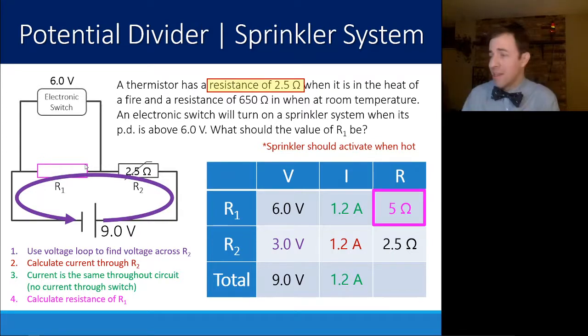Again, the goal here is to basically get this electronic switch above that 6 volt threshold for the sprinkler to turn on. The only way to do that, if this is fixed at 2.5 ohms, is to make R1 bigger than that 2.5 ohms, so that it is a large enough part of the overall resistance that it takes 2/3 of the voltage, 6 volts of the 9, which means that it's 2/3 of the overall resistance.